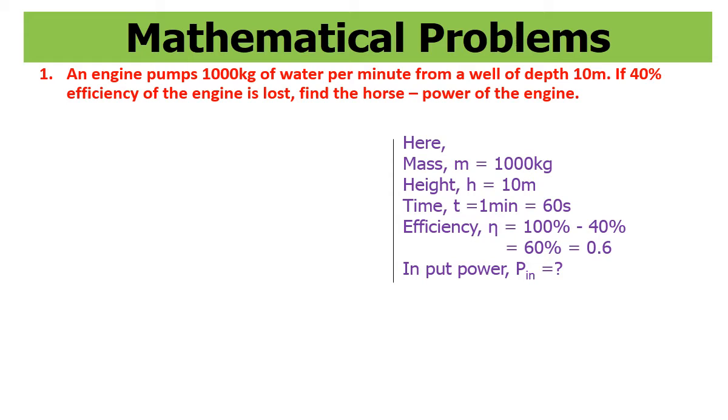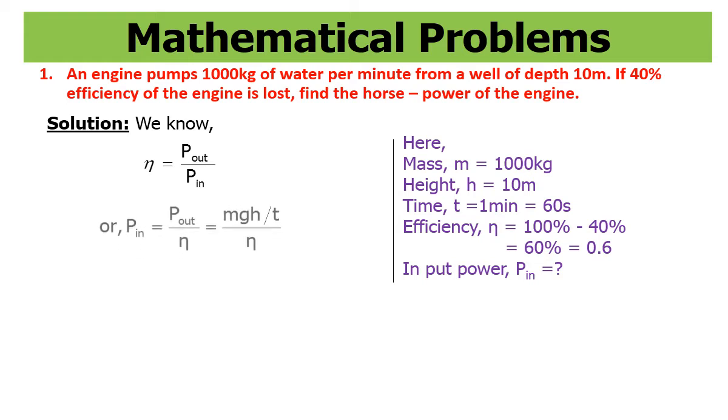The lost efficiency is given 40%. What will be the effective efficiency? It must be 60%. By subtracting from 100 we get 60%, and 60% means 0.6, and we have to calculate the input power. What is the formula? The formula of efficiency, we know, eta equals E out divided by E in, and now we have to calculate the P in. So P in equals P out divided by eta.